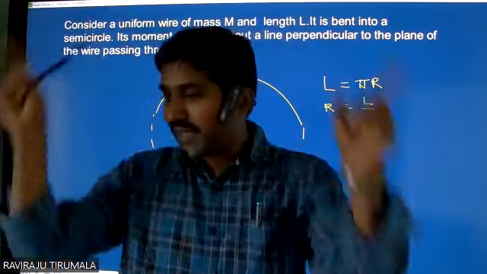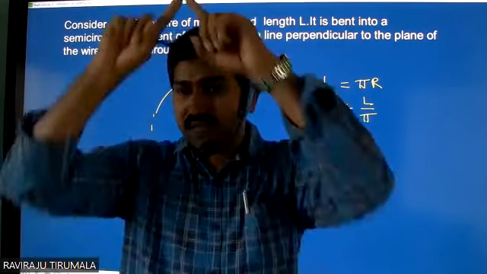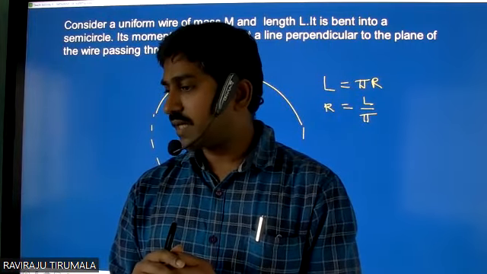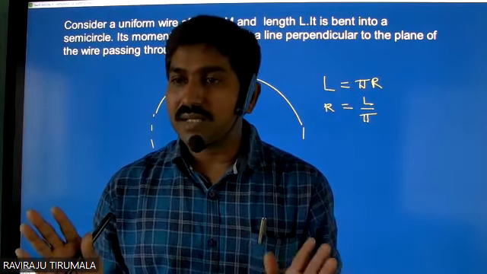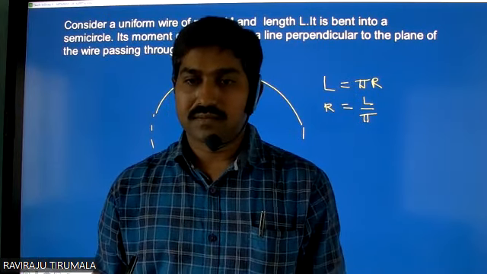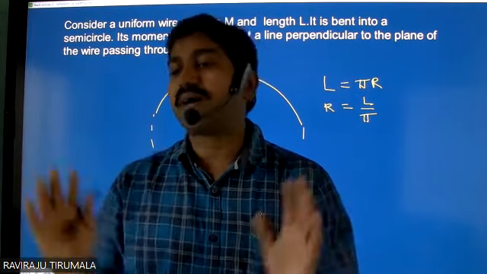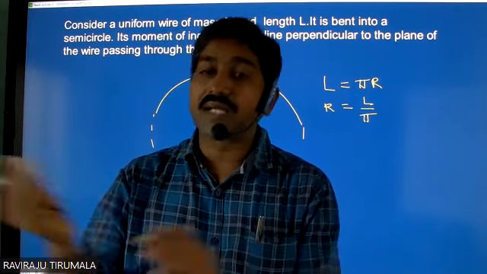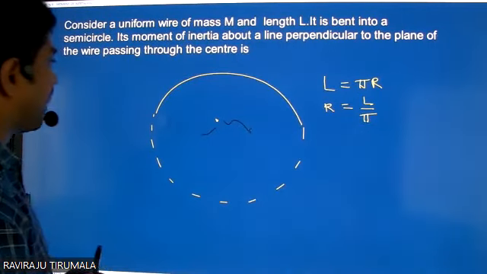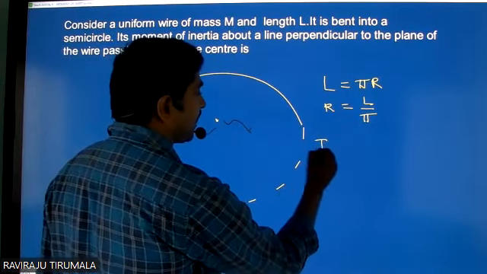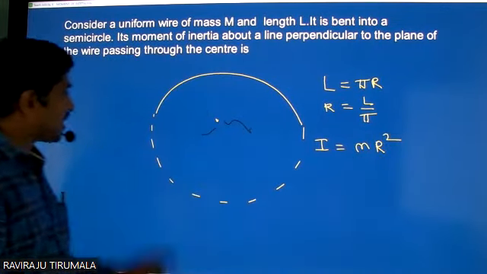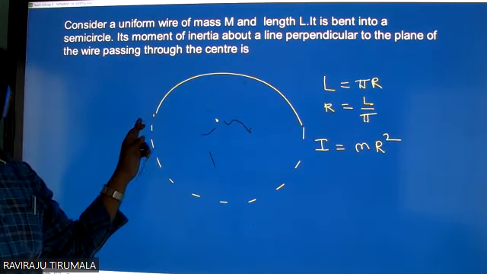Na? For the complete ring, mass may be more. For the semicircular ring, that mass you have to write. Understand? Formula does not change even if you cut a small part of the body. But because of the mass value, the numerical value may change, but the formula remains the same. So what is the formula for moment of inertia in this particular case? General formula is mr square. M is the mass of the semicircle only you have to write.